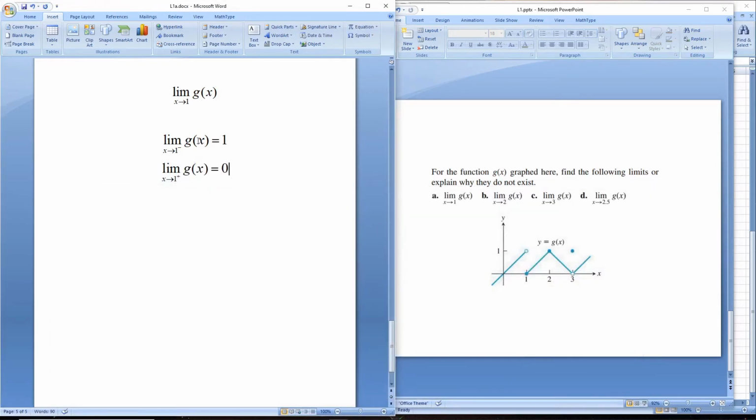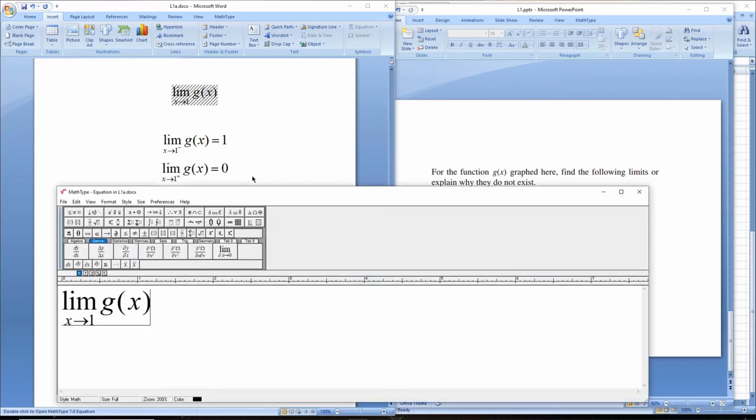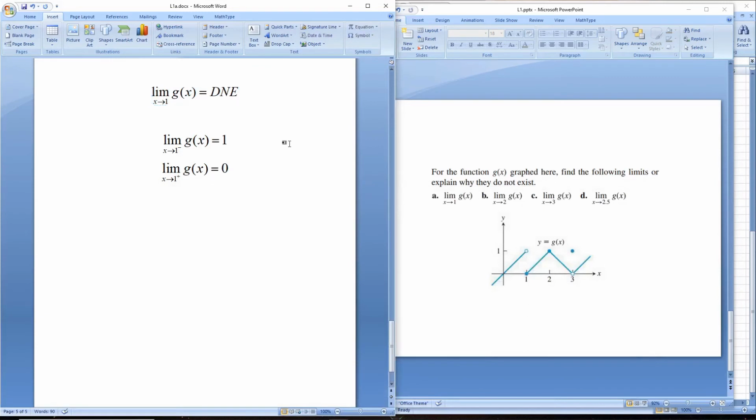Now notice the left and the right do not equal. Thus, our final answer for the two-sided limit does not exist. Again, the two failures for the limit are if the left and right don't equal, or if one of those goes to infinity. Those are the two cases for failure at this point. And so that's our answer for part A. This limit does not exist.